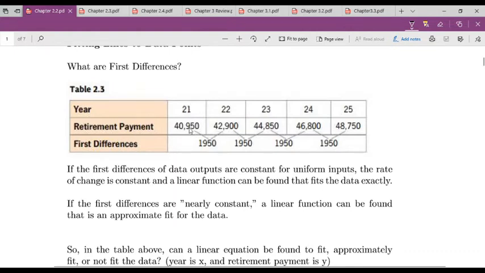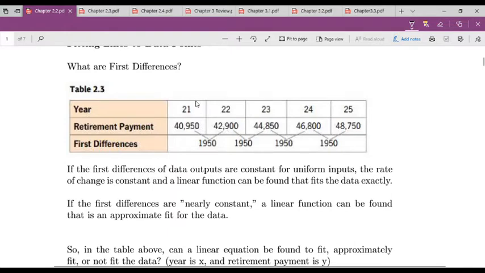So the first difference between the 40,950 and the 42,900 is 1,950. If I take the first difference of the next set of numbers, it's also 1,950. The first difference of the next is 1,950, and the first difference of the next is also 1,950. Now, it's important to know that the first differences do need to be the same in order for it to be a line on both.